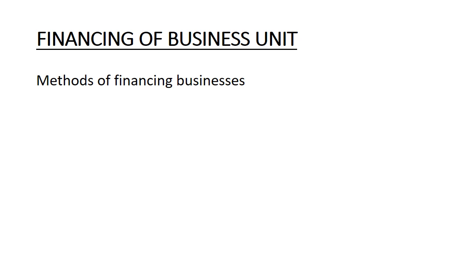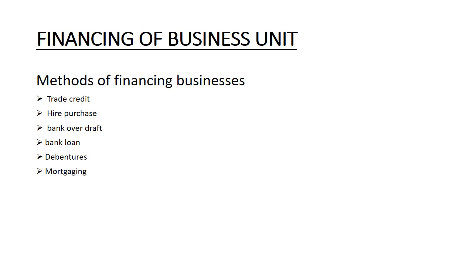So here are some of the ways. You can use trade credit, you can use hire purchase, you can use bank overdraft, which we discussed when we were looking at banking. So you're familiar with bank overdraft. So it would be more like a revision. Same with a bank loan. Debentures we discussed when we were looking at business units. Mortgaging we also discussed when we were looking at business units.